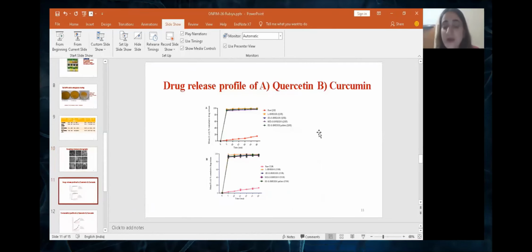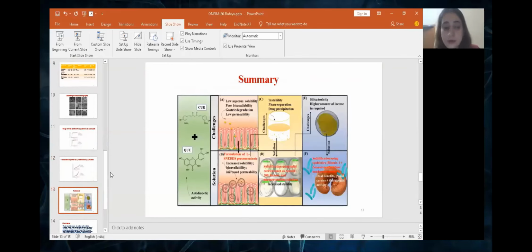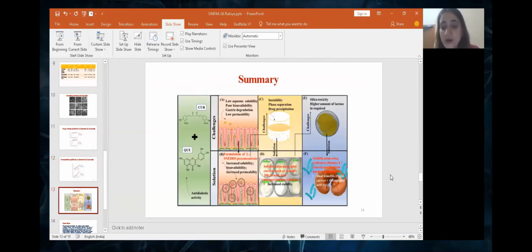Then from the drug release profile, we can see that for both quercetin and curcumin, the drug release has been enhanced. In the case of raw forms, the drug release was less than 20% in 60 minutes, whereas in the case of formulations, the drug release was more than 90% in the first 5 minutes. Similarly, the permeability has also been enhanced after conversion into SNEDDS formulations.